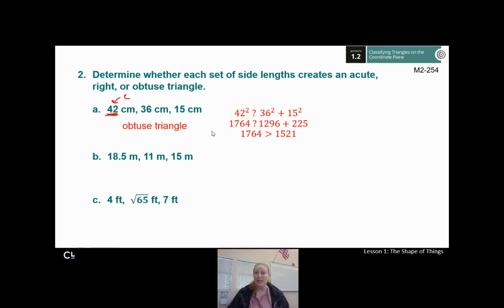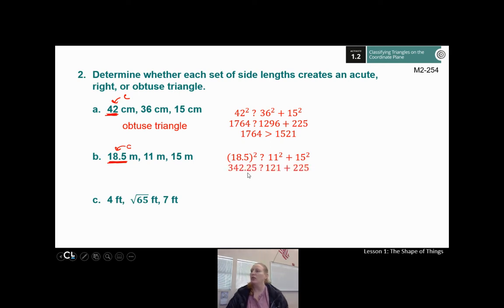Let's take a look at B. Again, I'm looking at these 3, and 18.5, that's definitely the biggest one. So let's go ahead and put everybody in. Instead of c squared, we'll do 18.5 squared. And then on the other side, we'll have 11 squared plus 15 squared. And again, using my calculator, 18.5 squared gives us 342.25.